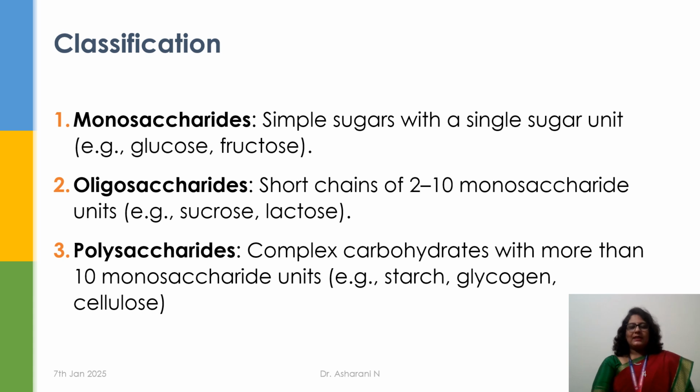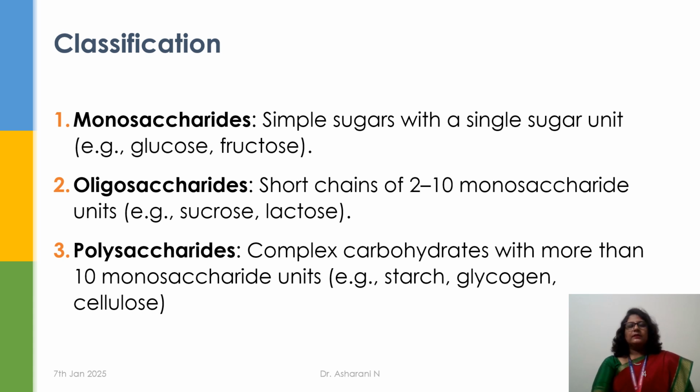Normally they are classified as monosaccharides, oligosaccharides and polysaccharides. This classification is mainly based on the number of sugar units present in each carbohydrate. If a single sugar unit is there, they are classified as monosaccharides. They are all simple sugars, for example glucose, fructose, mannose, galactose.